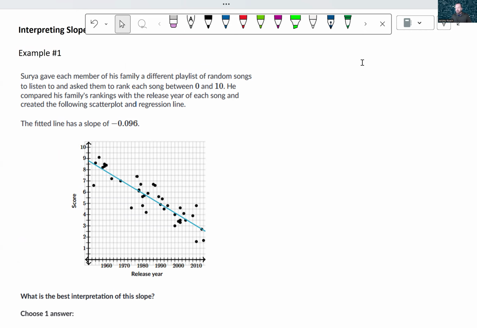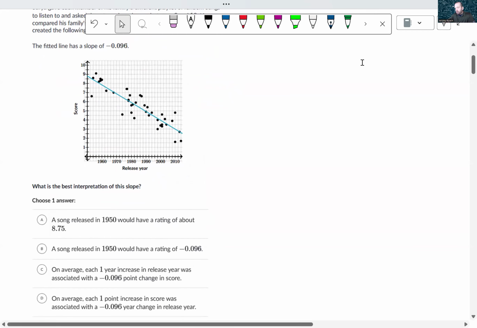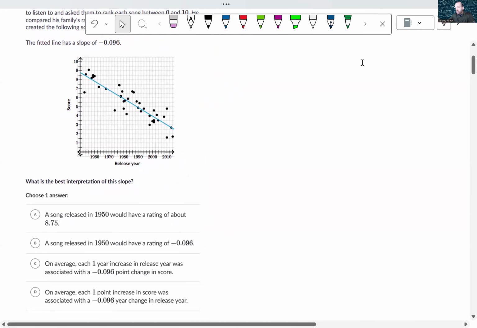He compared his family's rankings with the release year of each song and created the following scatter plot and a regression line. And it says the fitted line, which is the regression line or the line of best fit, the blue line here, has a slope of negative 0.096. And we want to figure out what is the best interpretation of the slope. So just quick review, the black points are the data points. The blue line is the regression line or the line of best fit. And we have to figure out, what does the slope really mean?